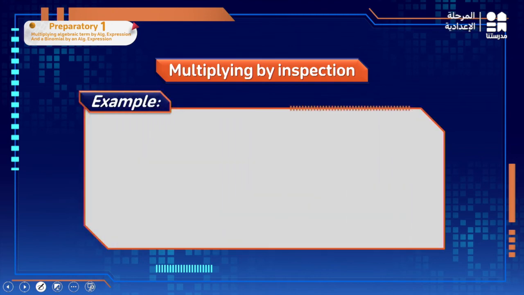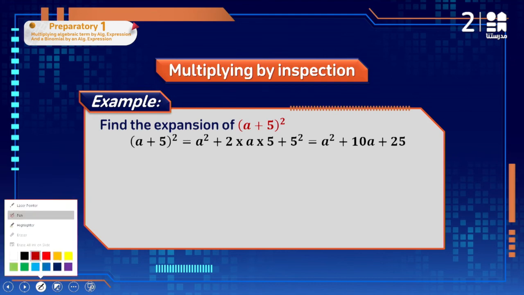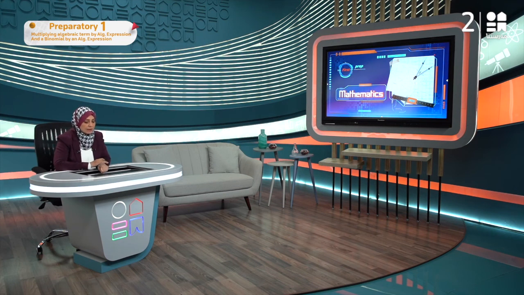Let's apply it. Example 1. Find the expansion of a plus 5 to the power of 2. I'm going to apply it now. First squared, a squared. Second squared, 5 squared. In the middle, 2 times first and second. 2, it's written, times a times 5. When you simplify it, a squared plus 10a plus 25.